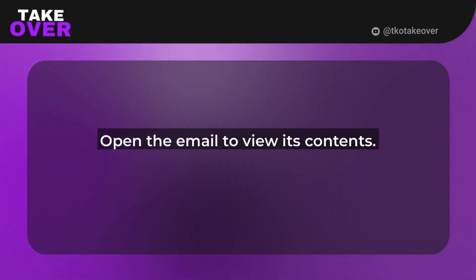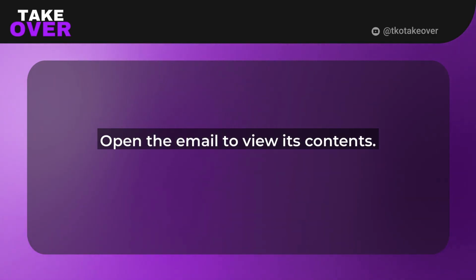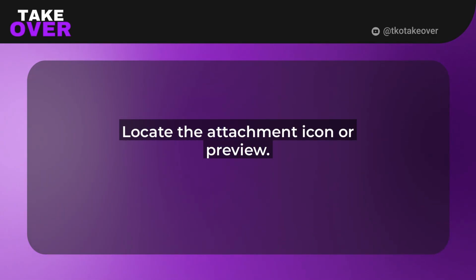First things first, make sure you're logged into your Yahoo Mail account. If you haven't already, head over to mail.yahoo.com and enter your email and password. Once you're in, you'll land on your inbox. That's your starting point. Now, scan through your emails and find the one with the attachment. Look for the paperclip icon or a thumbnail preview next to the subject line. That's your clue.